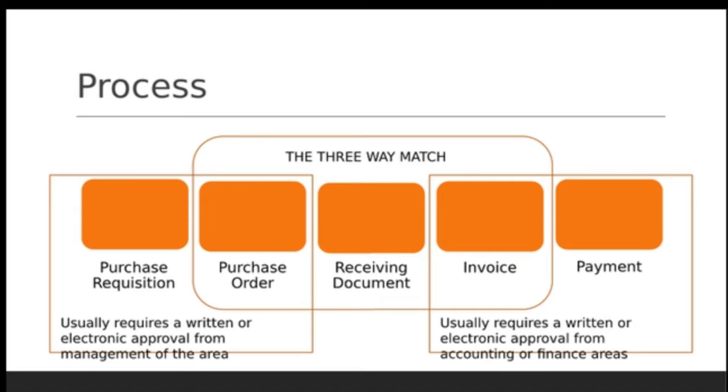And finally, my last point is on the invoice and payment. Usually that will require, again, a written or electronic approval. And a lot of times that comes from the accounting or finance area, as far as do we have the funds to actually make that payment right now. Later on in this, I'll show you in QuickBooks how people determine whether they have the funding to actually make payments or have cash requirements met.